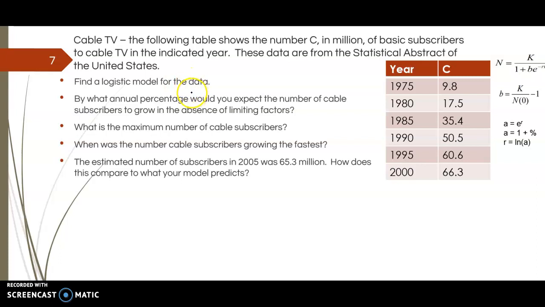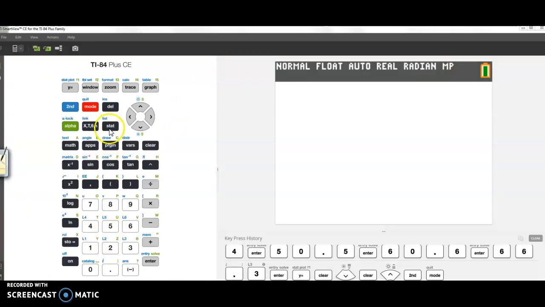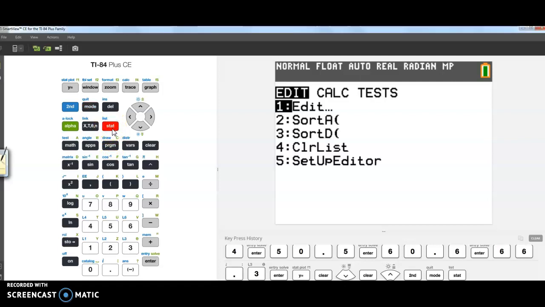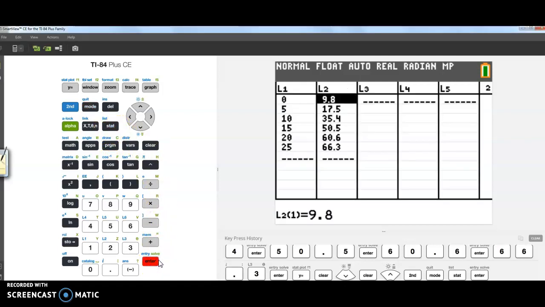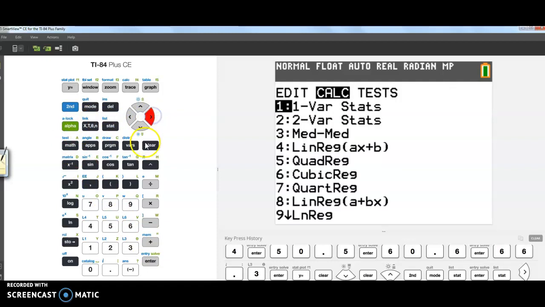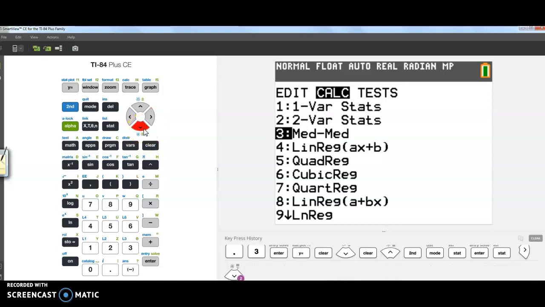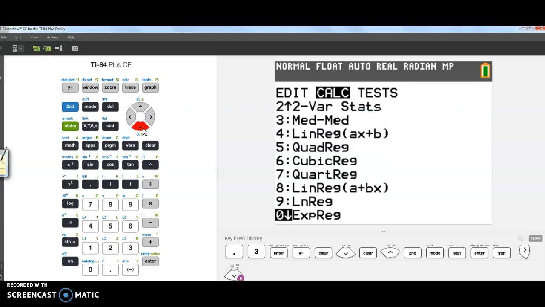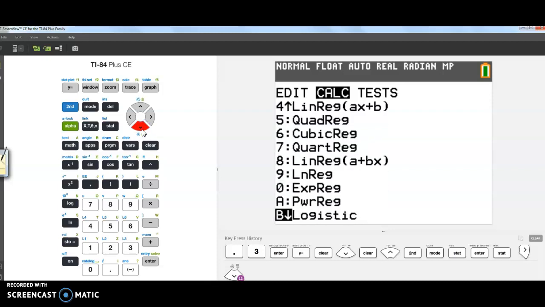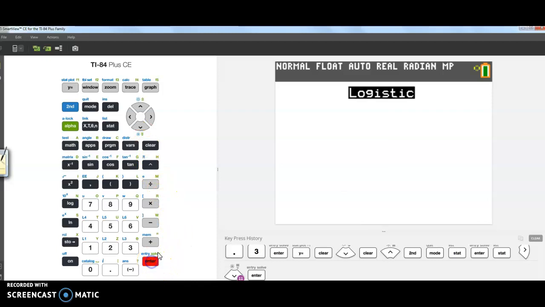We don't do that by hand, but with the help of our calculator. So let's head to our calculator. My first step on my calculator is to put the data in, so I hit Stat and Edit, and I did take the liberty of doing that before I started the recording so we see the data. My next thing to do is go to Stat, over to Calculate, and I want to find Logistic in this list, so I'm scrolling down looking for Logistic. And it is option B, so I'll hit Enter.